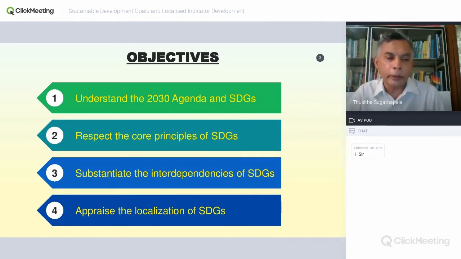Then we'll go into more in-depth aspects, the competencies to substantiate the interdependencies of SDGs, which is very important because most of us usually work in particular specific areas and look at that more in depth, while losing the importance of interdependencies. So when you work in a particular area, it's important to understand how far those areas are linked to the other SDGs. That is where the targets set by the 2030 agenda can only be achieved by having this understanding. Finally, today's topic addresses the localization of SDGs. Through this webinar we expect that you will gain the competency to appreciate and appraise the localization of SDGs.